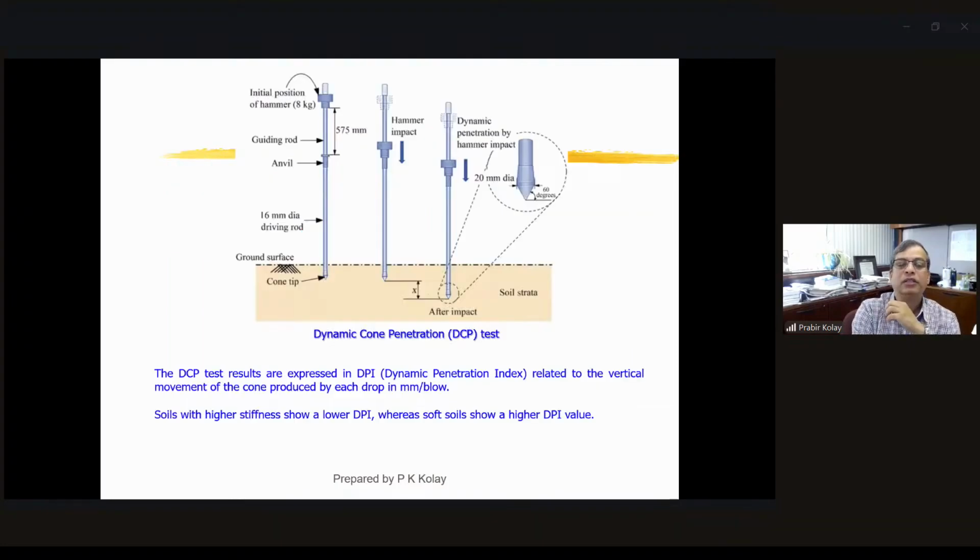Okay. And then also the dynamic cone penetration test is also there. People are using this, but there is a standard hammer, and then it just falls into the ground. The height of fall is 575 millimeters, and depending on the soil type, how much the penetration is, there is a relation between that. From there, you can find out the dynamic penetration index. So obviously, you can easily calculate, you have an idea what type of soil is at the site.